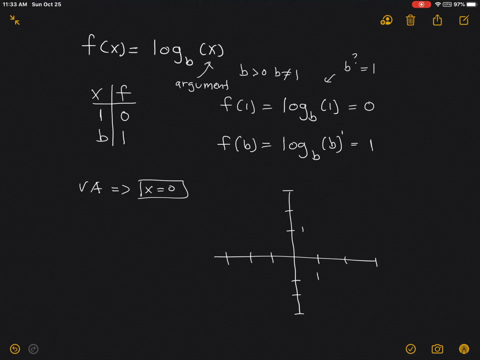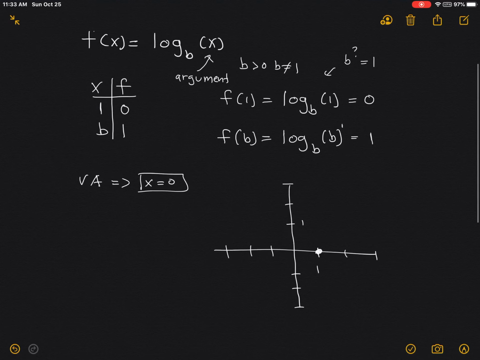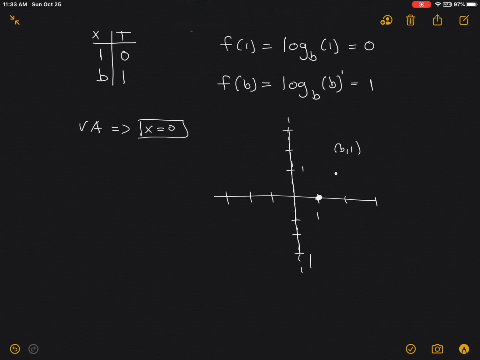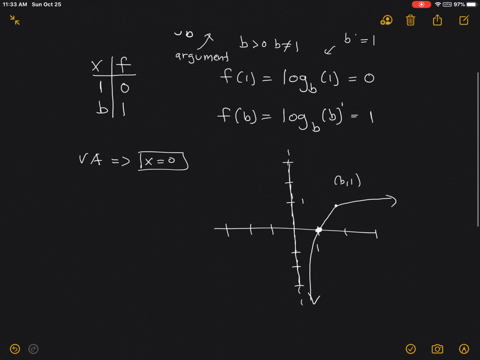Okay, so over here, if I plug in my 2 points, (1, 0) is the x-intercept. Now b is a number that's greater than 0. It can't equal 1, so b technically is greater than 1. (b, 1) would be somewhere over here. So this is (b, 1). And we have a vertical asymptote. And so your graph of your log function is going to roughly look something like this. It's going to approach the vertical asymptote but never ever cross.